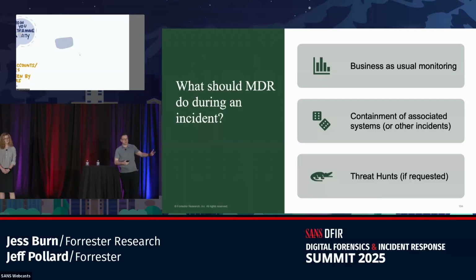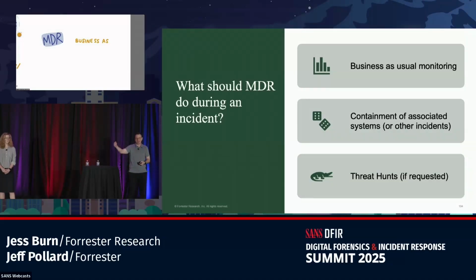We need containment of associated systems or other incidents, right? MDR should be doing those things, but maybe those tasks are outside the scope of the ongoing incident. So they still need to run their normal processes and procedures, but they need to let the IR provider know that they're doing it. Because what if you discover after some breadcrumbs, after some artifacts, investigative methodologies, turns out those systems are in scope. And then finally, threat hunts.